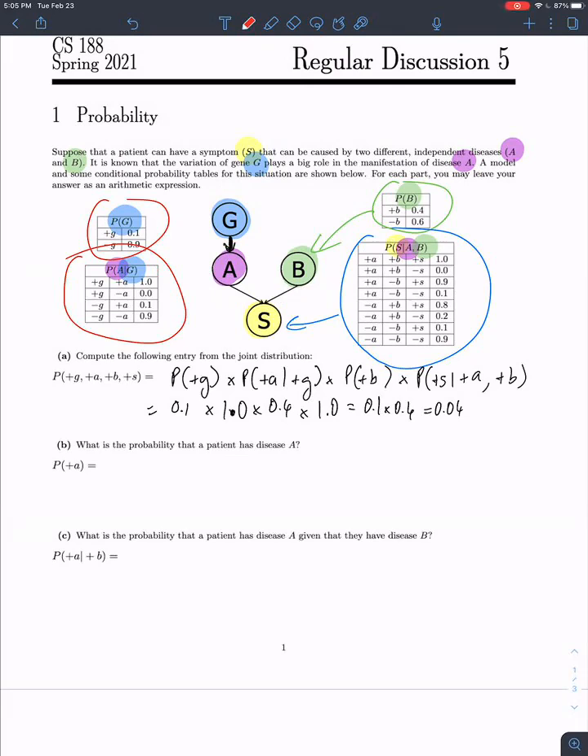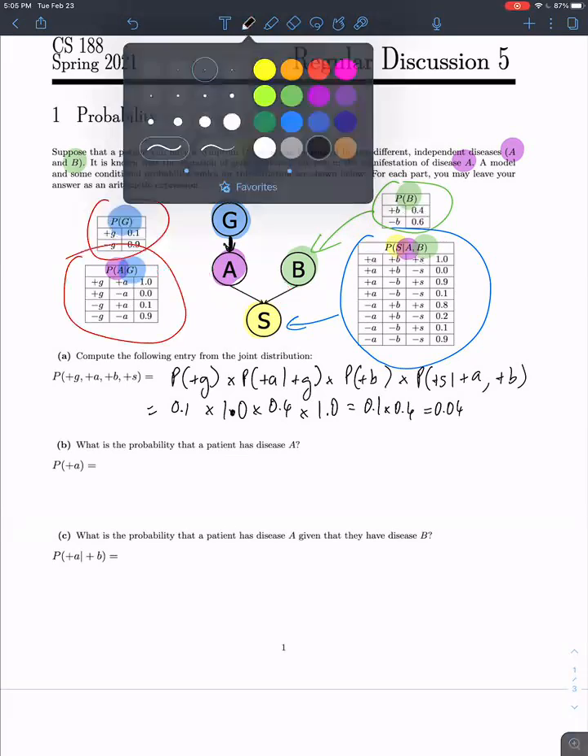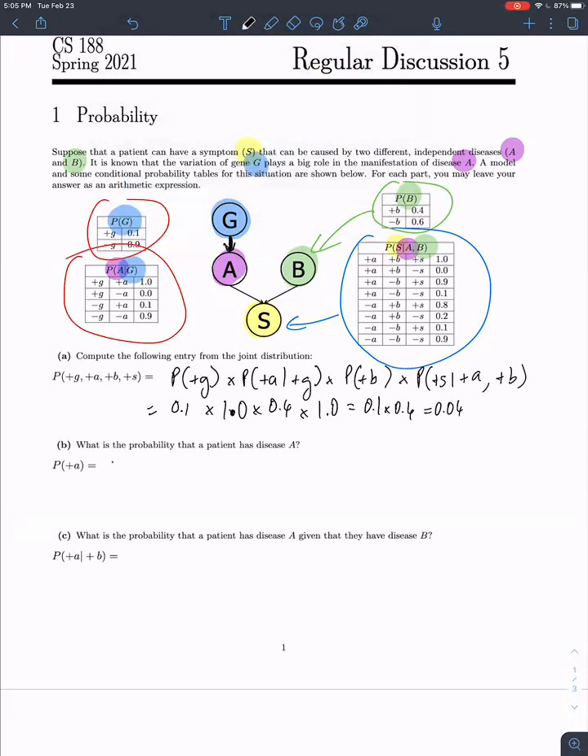So what we can do is remember the law of, I guess this is marginalization or something, but essentially it's the rule that probability of A is the probability that you're positive for A and you're positive for G, plus the probability that you're positive for A and you're negative for disease G. And that's true because if you have A, you can either have it by having G, or you can have it by not having the gene. Those are the two ways you can have disease A.